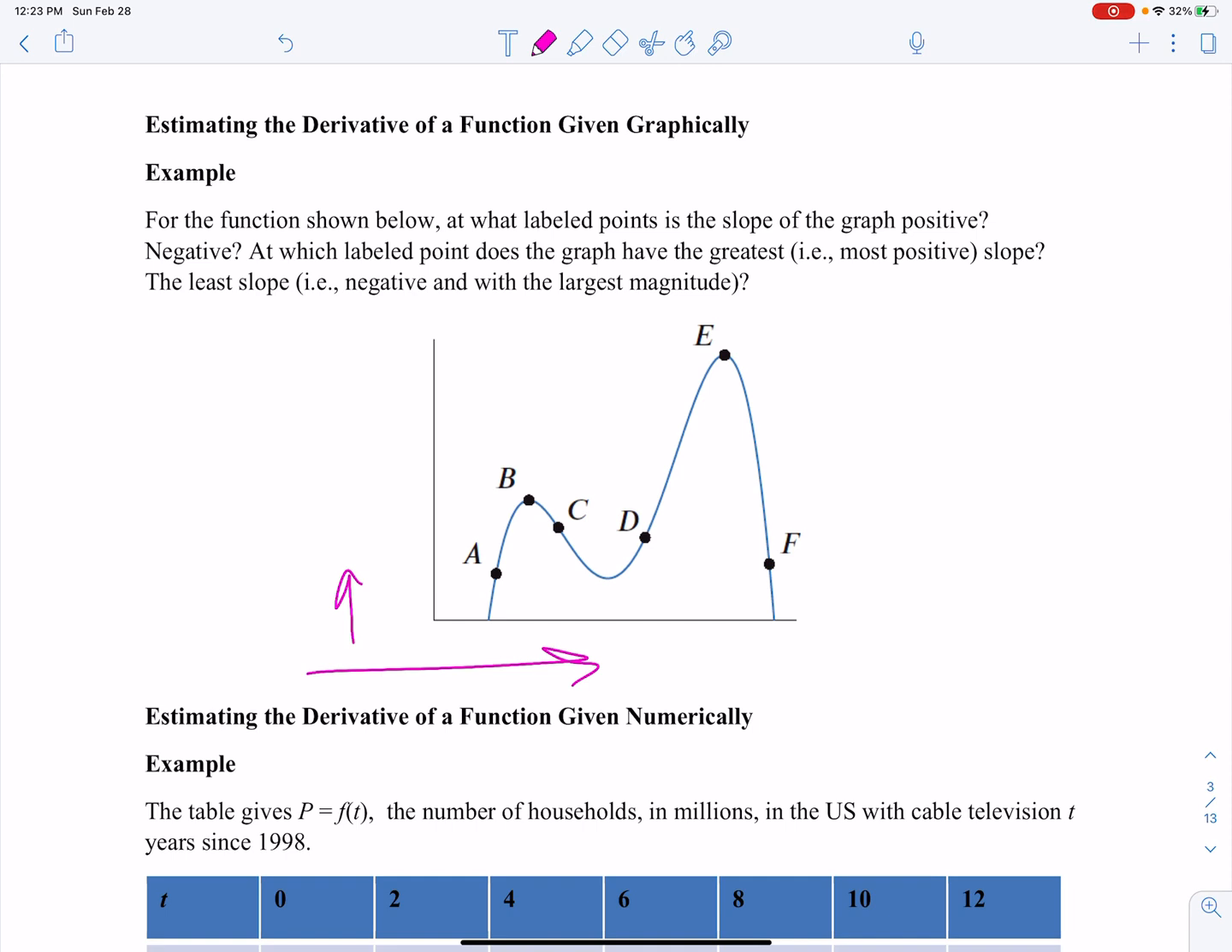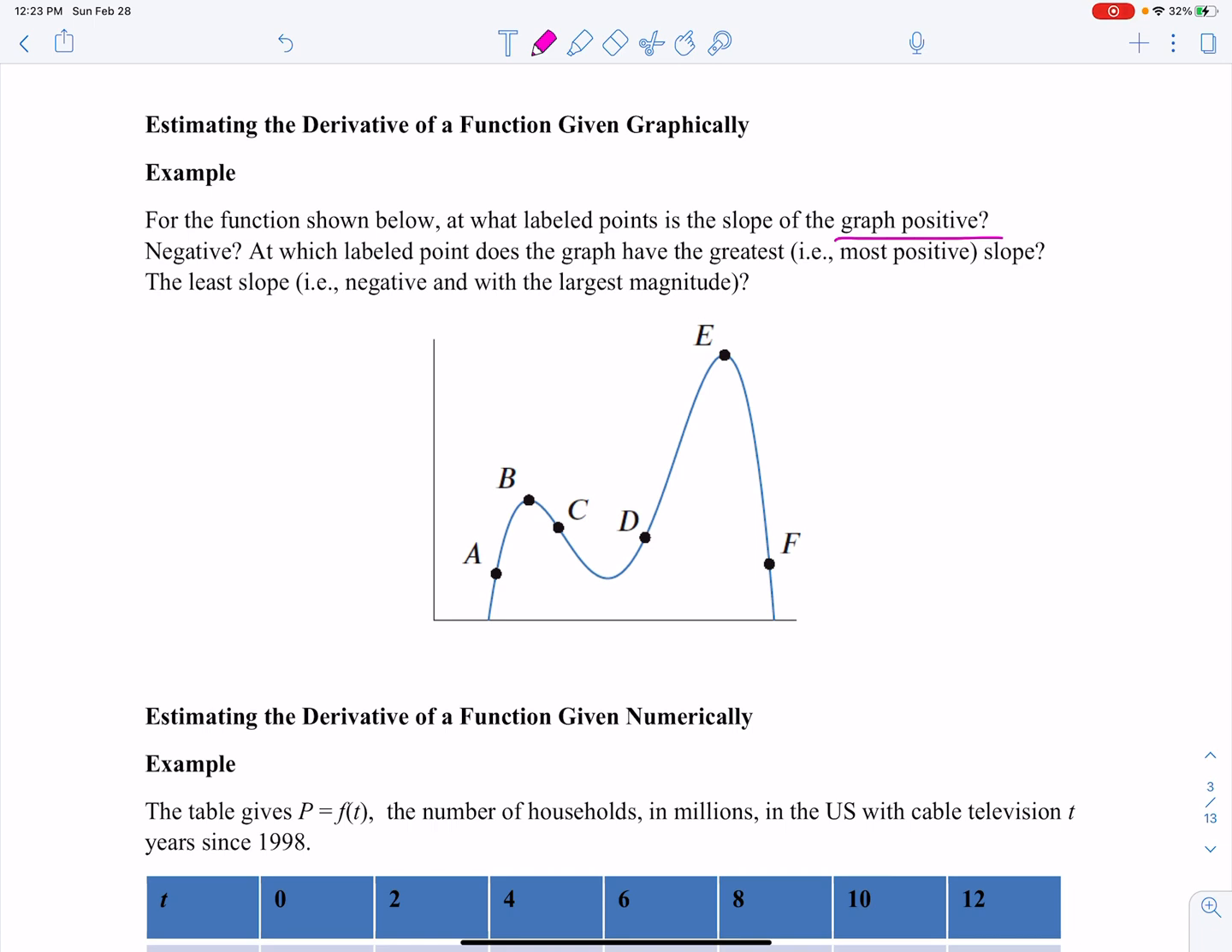For a decreasing function, of course, as we go from left to right on the x-axis, the y values are going down. So that's important to remember. Increasing and decreasing functions: what is happening to the y values as the x values go to the right or get bigger? All right, so first question here: at what labeled points is the slope of the graph positive? In other words, increasing function.